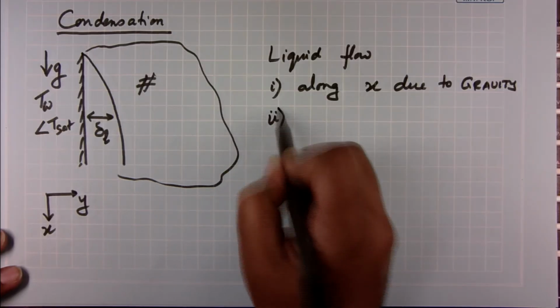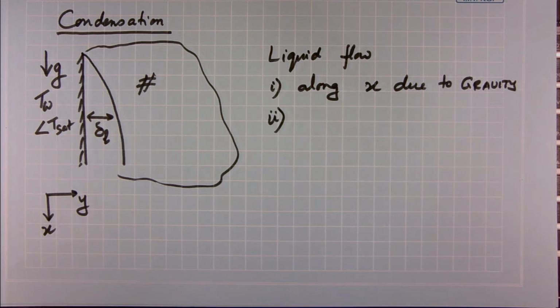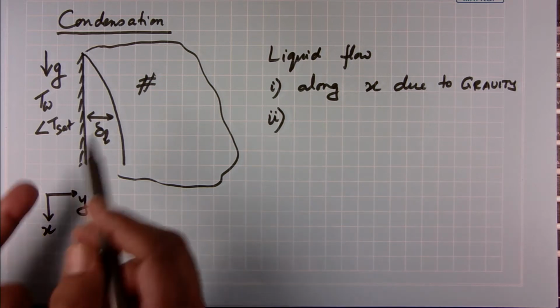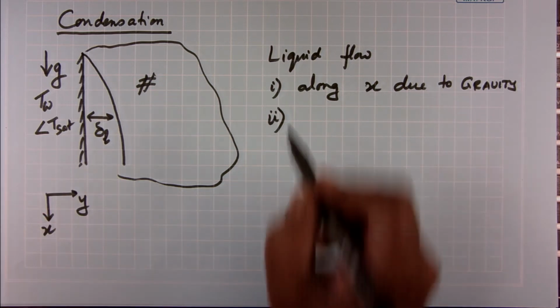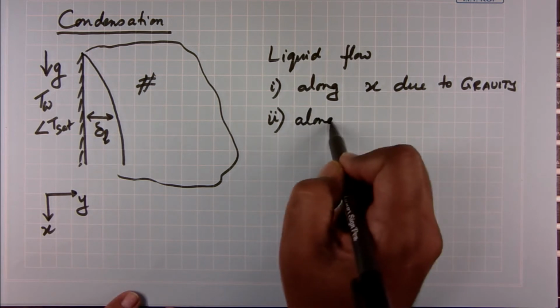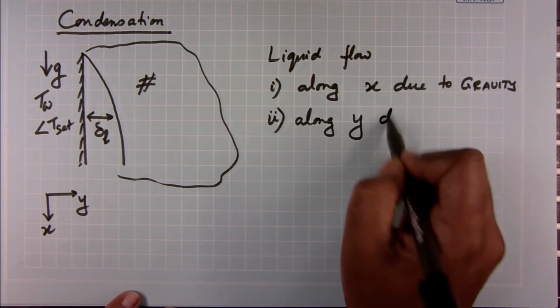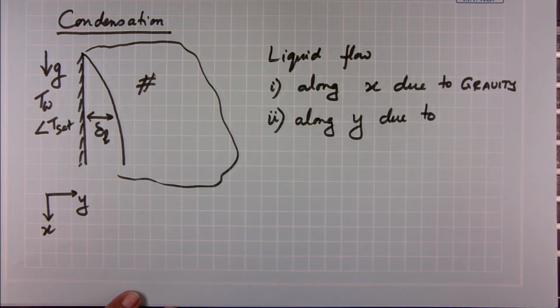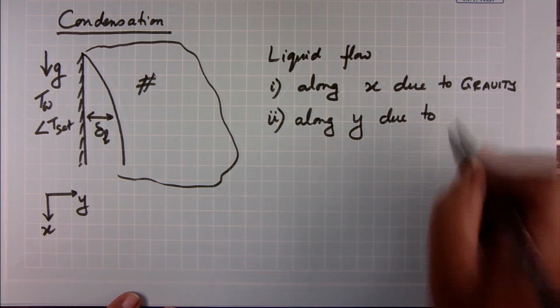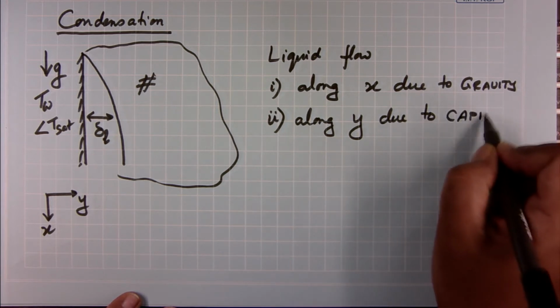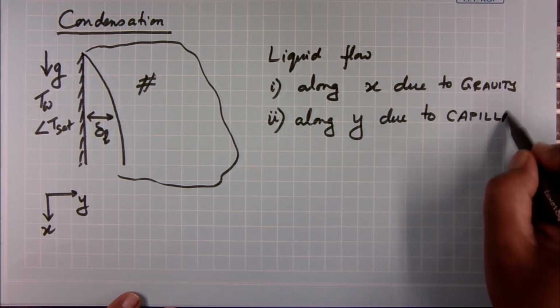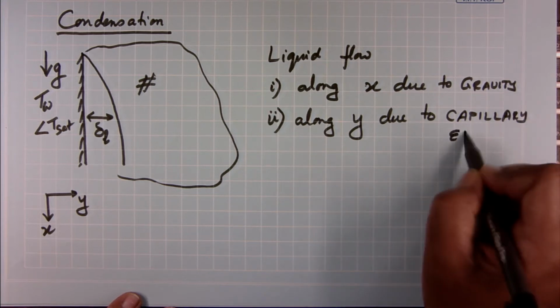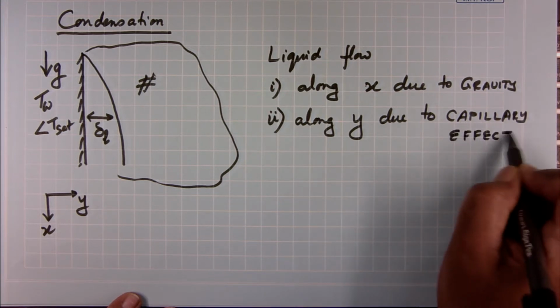But at the same time this is a little more complex. It is not going to be always vertically downward flow. Why? Because I have a porous medium, and so there will also be some flow along y due to what is the force? Capillary effect, due to capillarity.